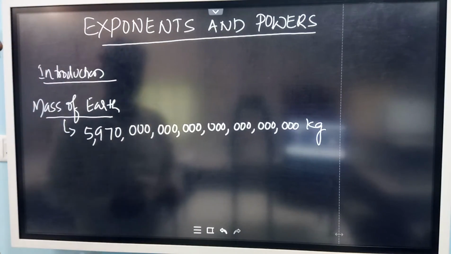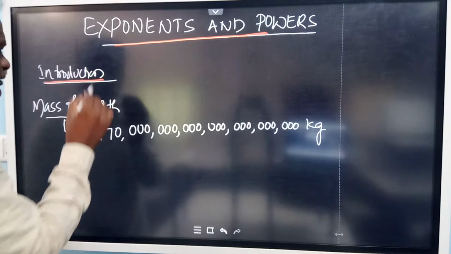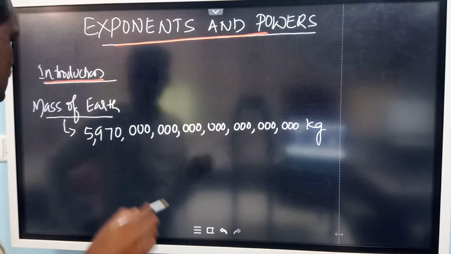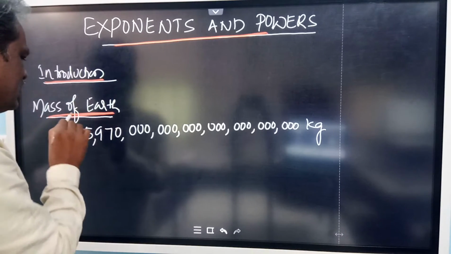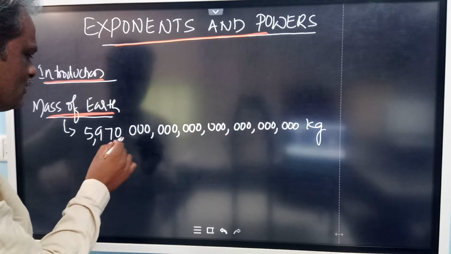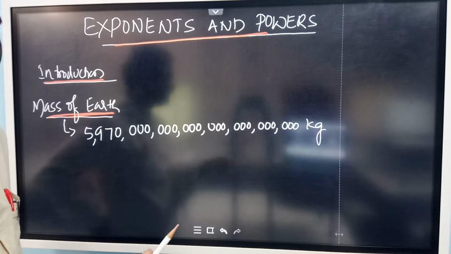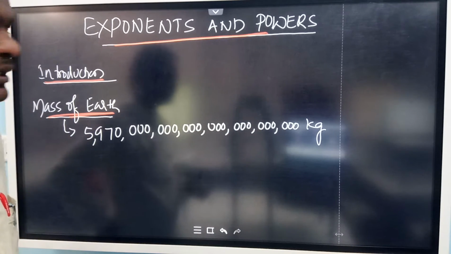Exponents and powers. Before we go to exponents and powers, let us have an introduction. You have learned in the lower classes also. You know that the mass of the earth is this much kg, 5970000 like that, this much kg.